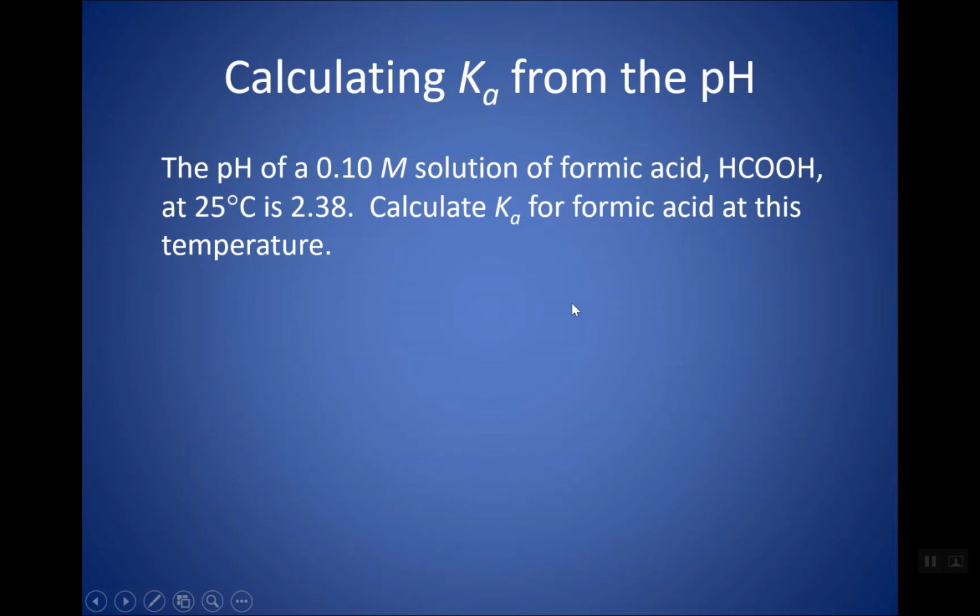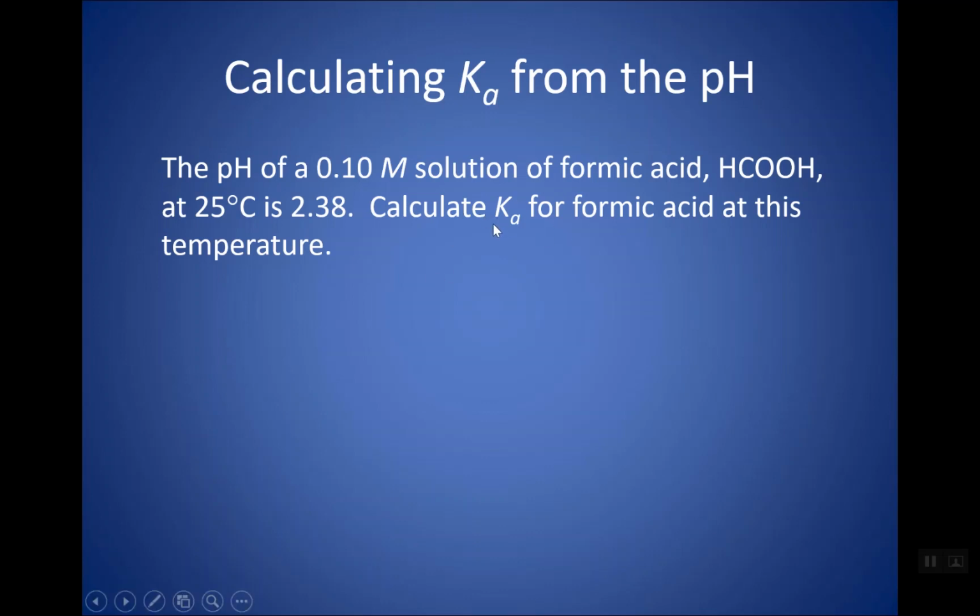Right off the bat, if this were a strong acid, 0.1 would be my concentration of H+, because it would 100% ionize. If I take the negative log of that, I would get a pH of 1. You notice that here, the pH is not 1, it's higher. So a nice lesson to see right away is that for any weak acid problem, you're going to get a higher pH than you would for the same concentration of a strong acid, because you have less H+ present.